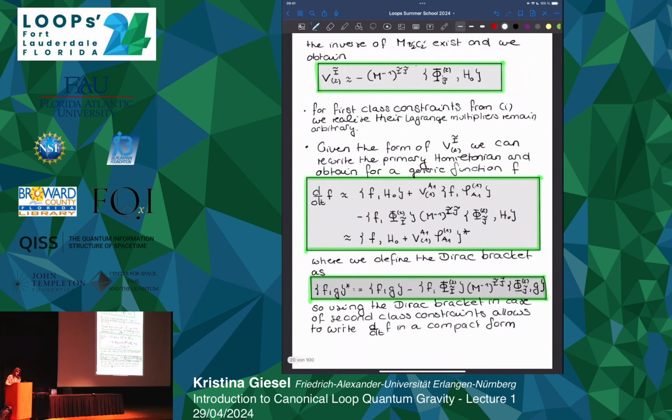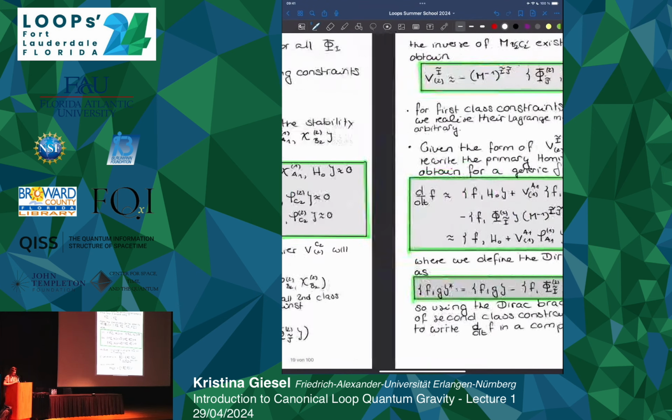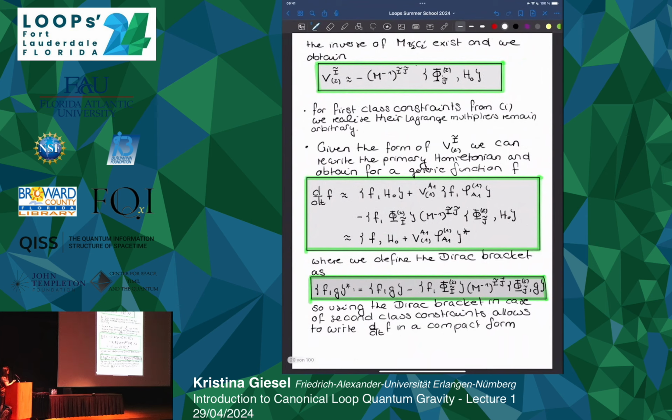Now this has an inverse, and you can use that to solve for the Lagrange multipliers, which are here in the stability condition, which will fix them in a similar manner as we did in our very simple example where V1 was fixed, and plug them back into the primary Hamiltonian. And then the evolution equation for a given phase-space function f has this form.